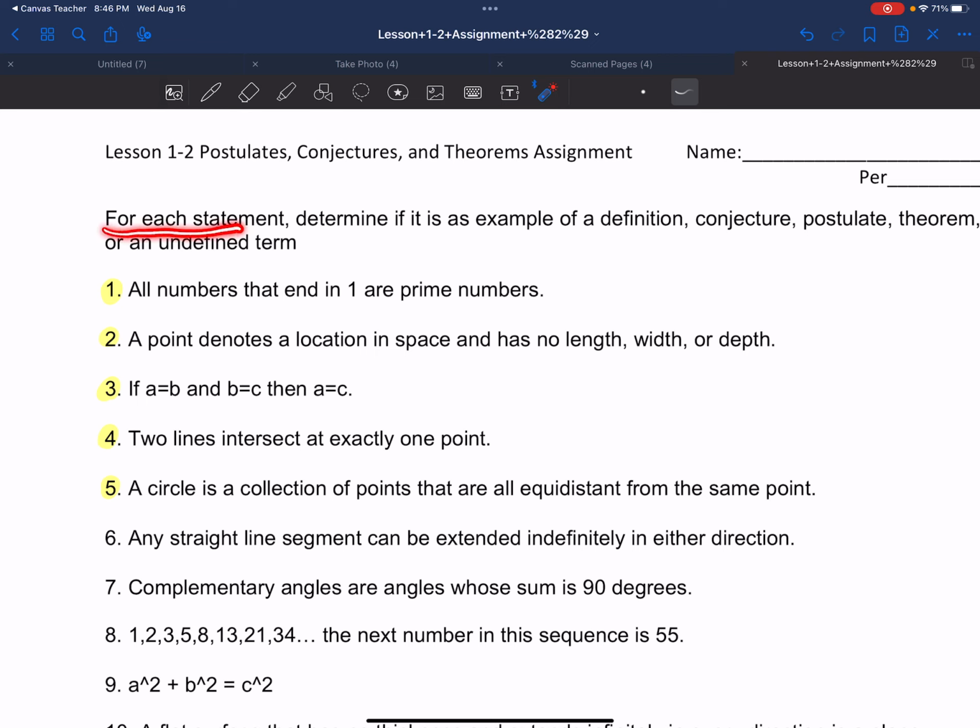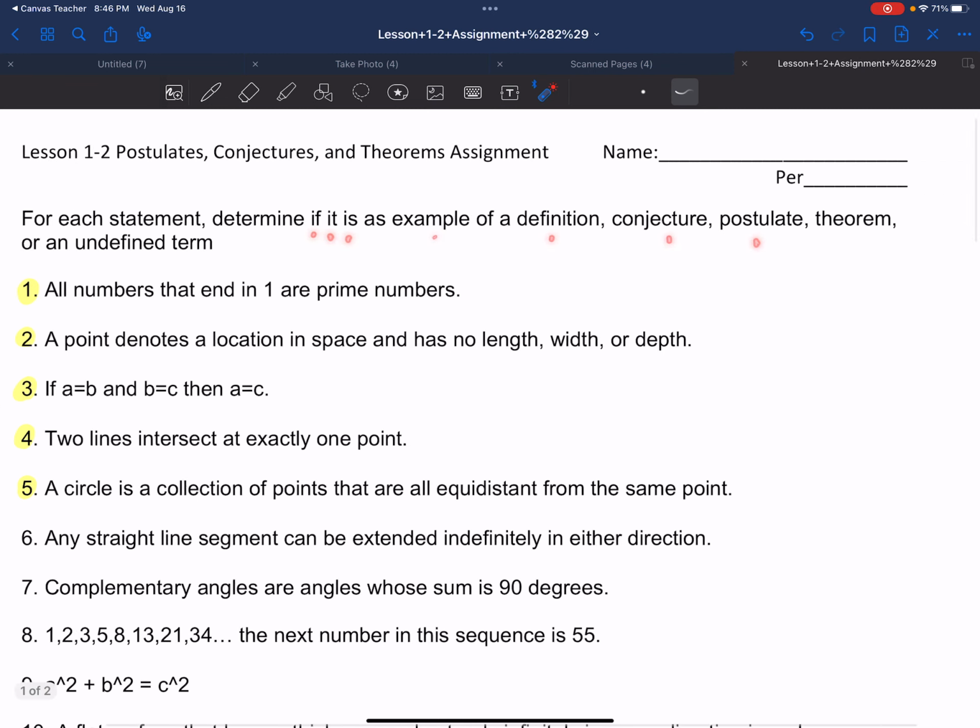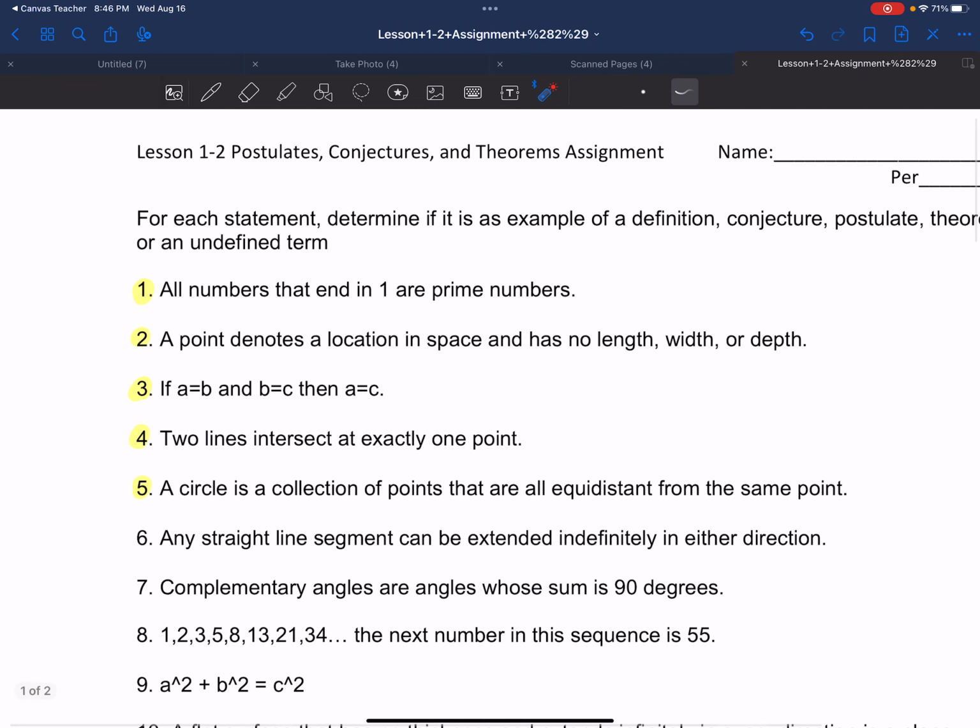Today I want to go ahead and talk about the second assignment of the year. For each statement, determine if it is an example of a definition, conjecture, postulate, theorem, or an undefined term. Let's take a look at number 1. All numbers that end in 1 are prime numbers. Well, let's see. We have 1, 11, 21, 31, 41, etc. So this is basically saying, oh, it's a conjecture because it looks like a pattern. So this is going to be conjecture.